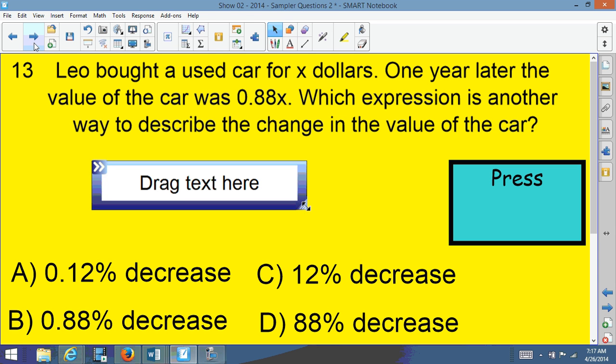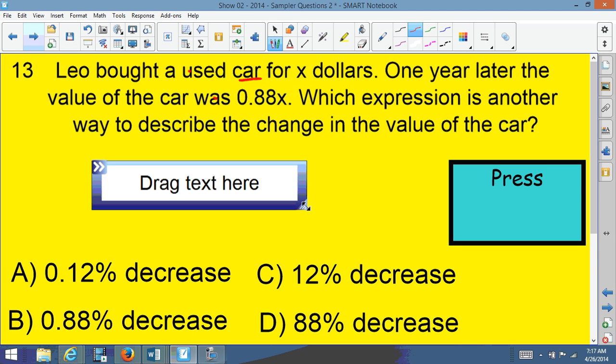Here's our first question. Leo bought a used car for x dollars. 1 year later, the value of the car was 0.88x. Which expression is another way to describe the change in the value of the car? All right, so we got a multiple choice question here. So let's take a look at what we got.